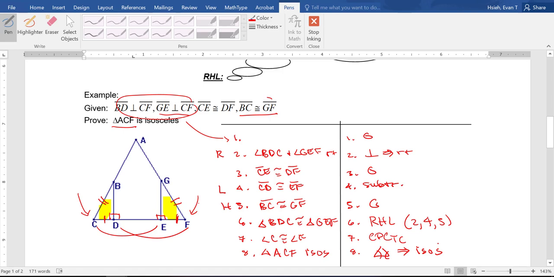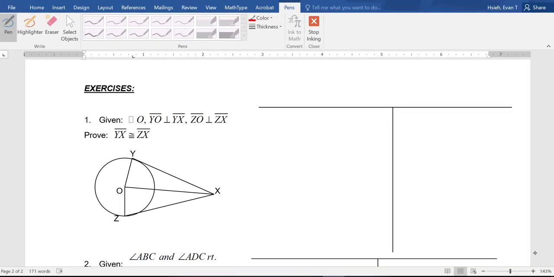Okay, and that's it. I think we'll jump to the back side and try maybe 1 or 2 more of these proofs. Okay, I want to do 2 proofs on the back side here. This first proof is a circle proof.